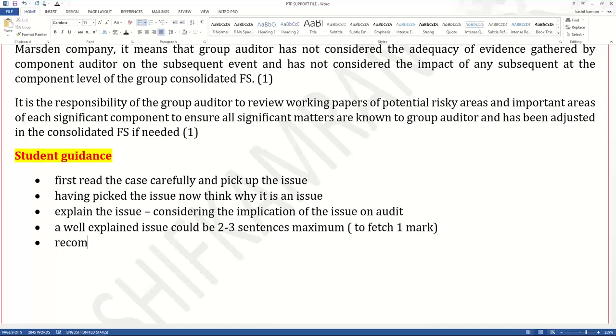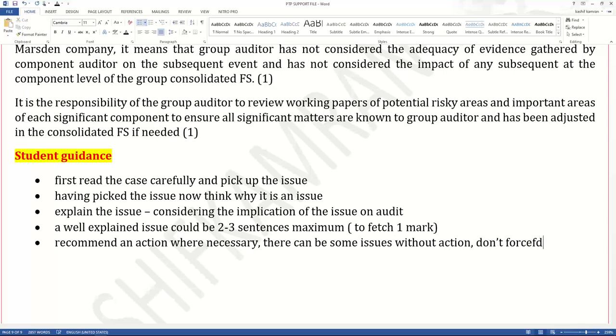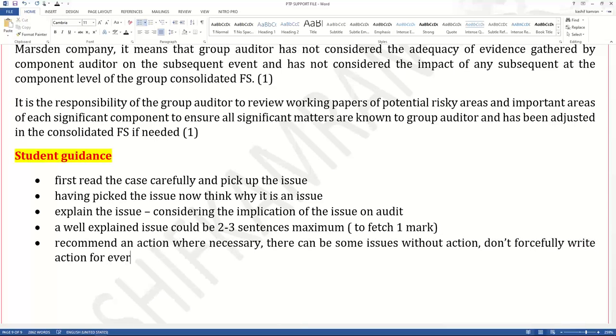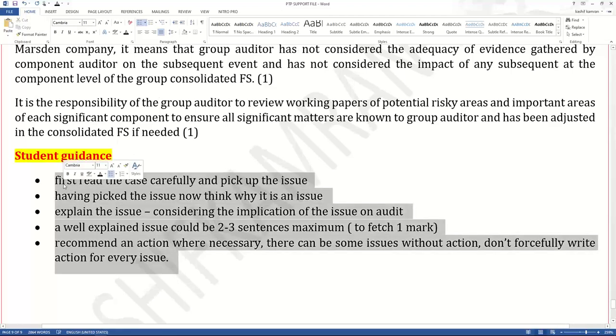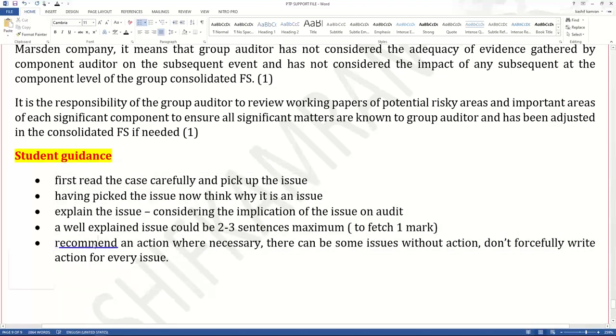And recommend an action where necessary. There can be some issues without action. Don't forcefully write an action for every issue. Is that summary guidance clear to all of you? Will that help you a long way in writing an answer for ethical, professional, and quality control issues?